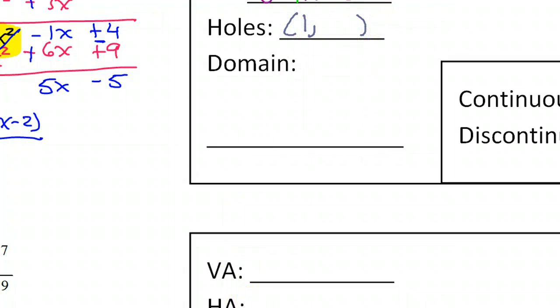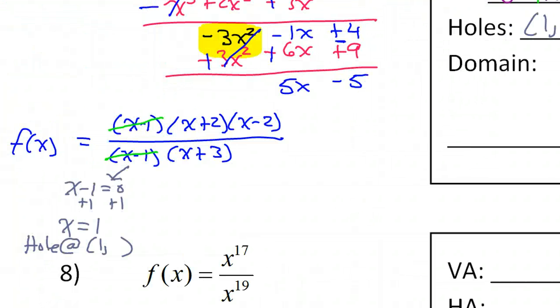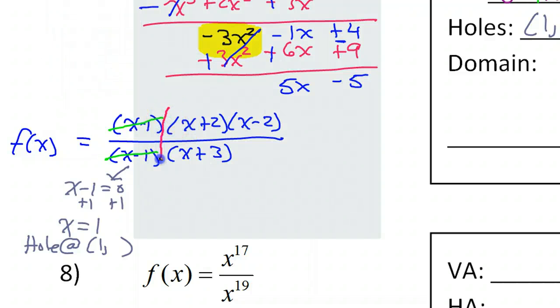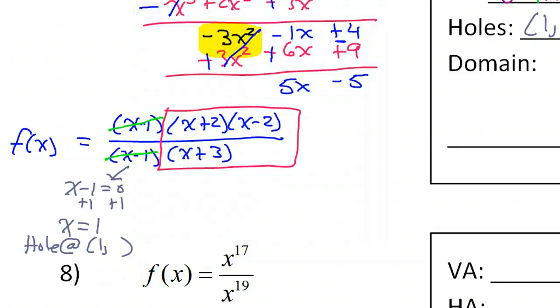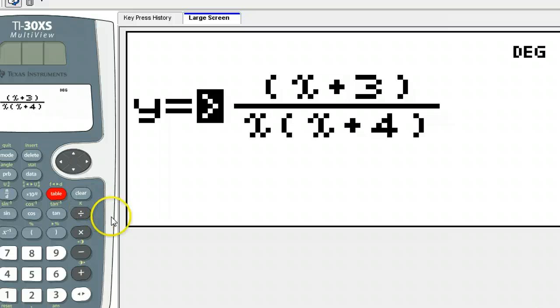Now I would really love to know what the y value of the hole is. To find that y value, I need to put this part of the function in my calculator. Or I could just plug in 1 for all these x's. Either way, I'm going to use the calculator though. So x plus 2, x minus 2, x plus 3. Alright, let's table it up.